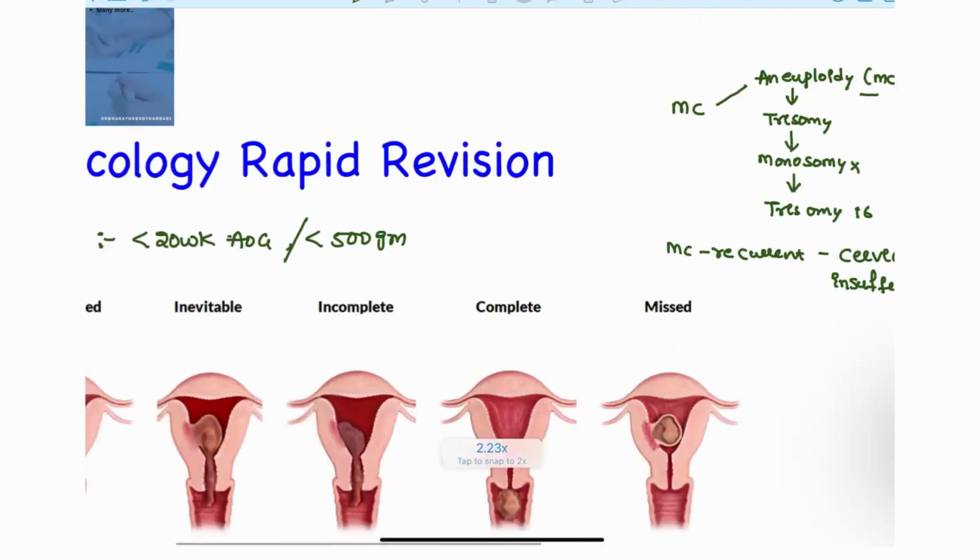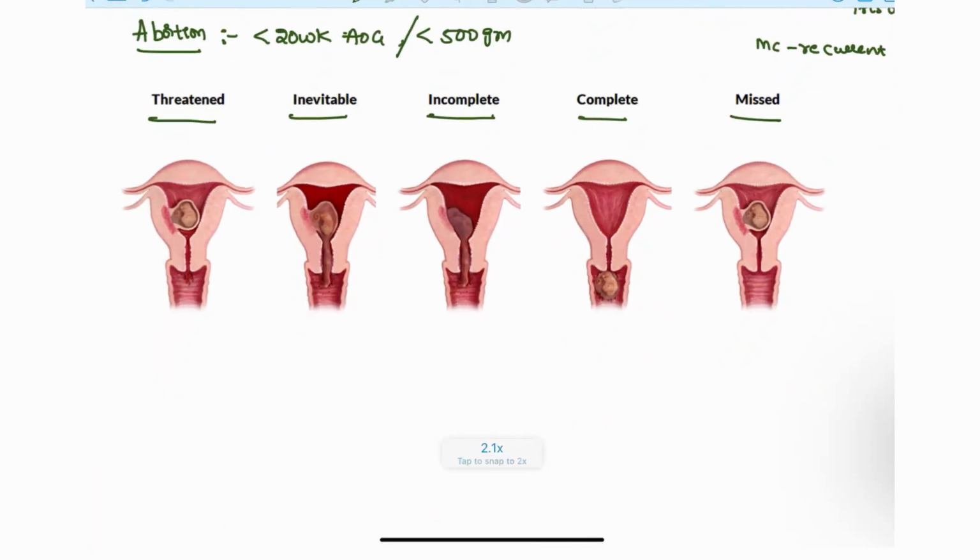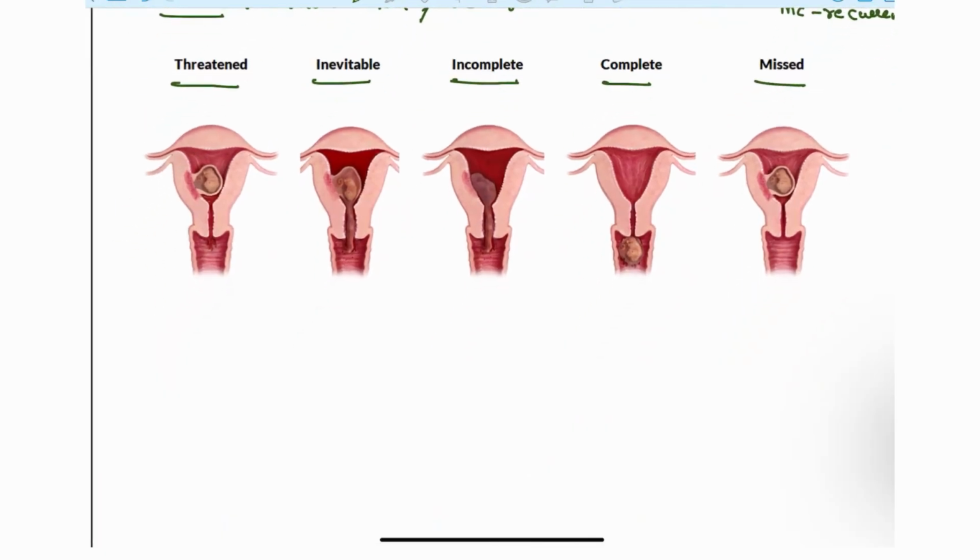Next, moving on to what the types are. As you can see here, these are the types: threatened, inevitable, incomplete, complete and missed abortion. So let's see what these types are. How can we differentiate them? For example, the threatened abortion is completely reversible.